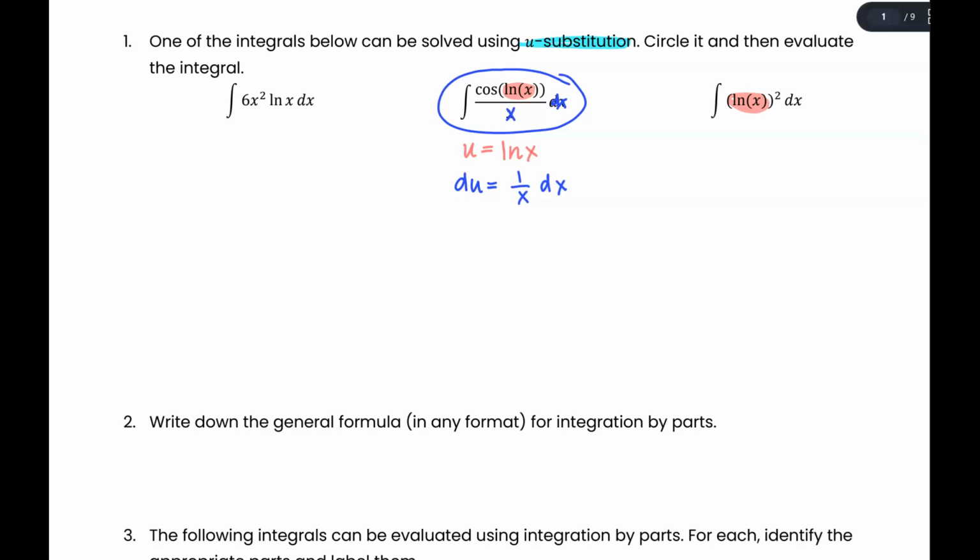And now we've already got most of it set up. We are at cosine of u, and the rest of it just became du. We didn't even need to manipulate that at all. And then we know how to take the antiderivative of cosine. That's just sine of u plus c, and then we can go ahead and sub back in our u in that problem. So sine of ln of x plus c. There we go.